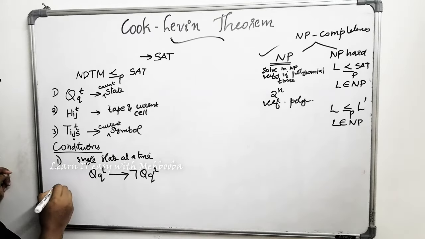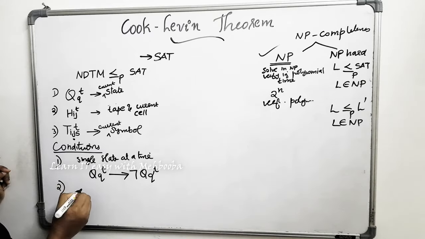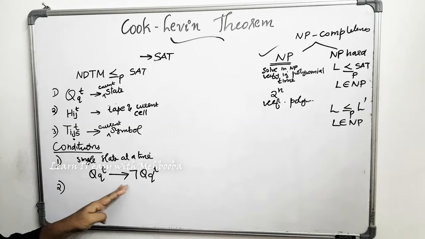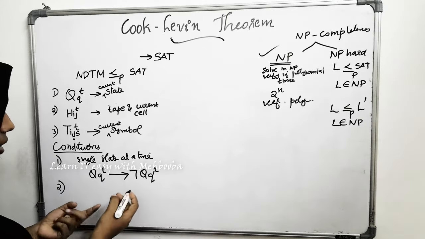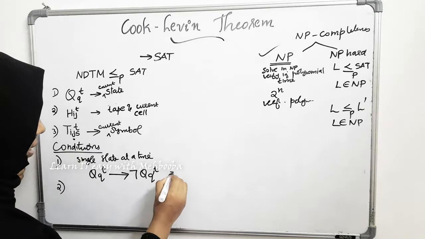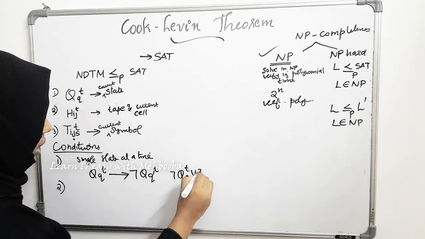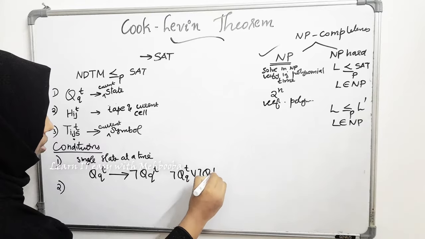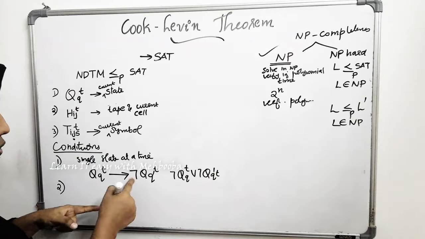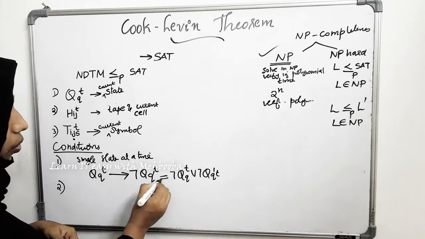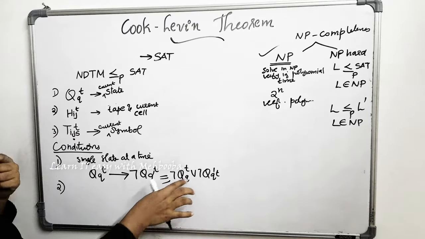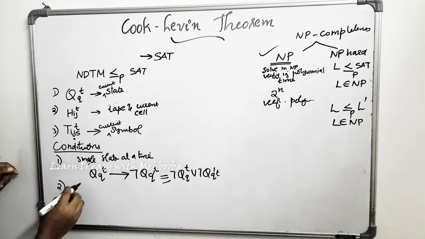So that is the first condition, and this is of the format P implies Q. You can even rewrite it as negation Q_t or negation Q dash_t. P implies Q is equivalent to negation P or Q. So you can also write it like that.